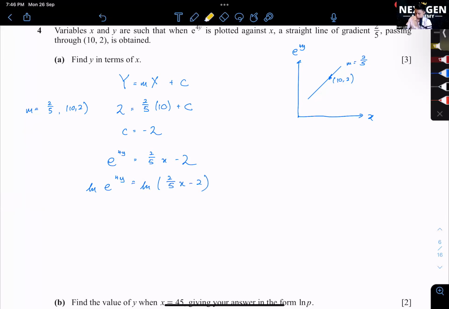Why? This one, I can do the power rule, then bring it down, right? Ln e, if you don't know what ln e is, and why we use ln, you just type in your calculator, you get equals 1. So this is what you do if you are not sure how to inverse the exponential. Otherwise, you should know already. You inverse the e, this one will go down, then here will become ln. Then you get y equals 1 over 4 ln of (2 over 5 x minus 2).